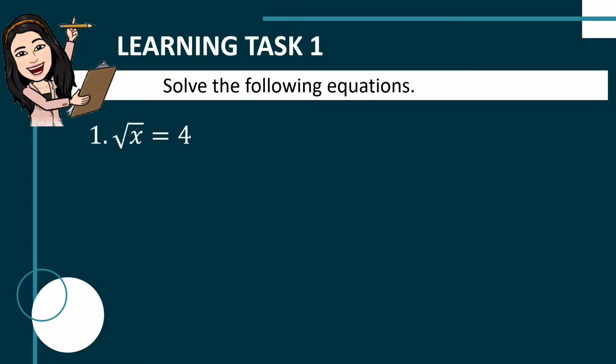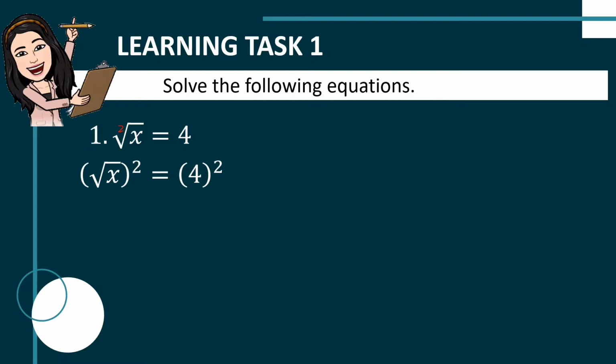For number 1, our given is the square root of x is equal to 4. How are we going to solve it following the steps in solving a radical equation? Okay, here, it is already isolated. So all we need to do is to get its square, since our index is 2. We will get the square of the square root of x and 4. We simply raised both sides to the power of 2.